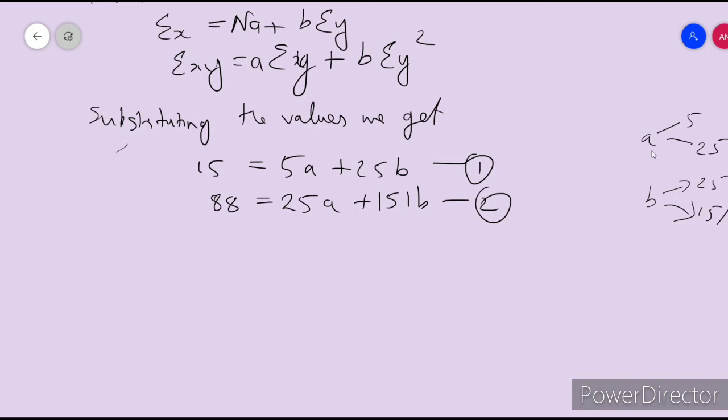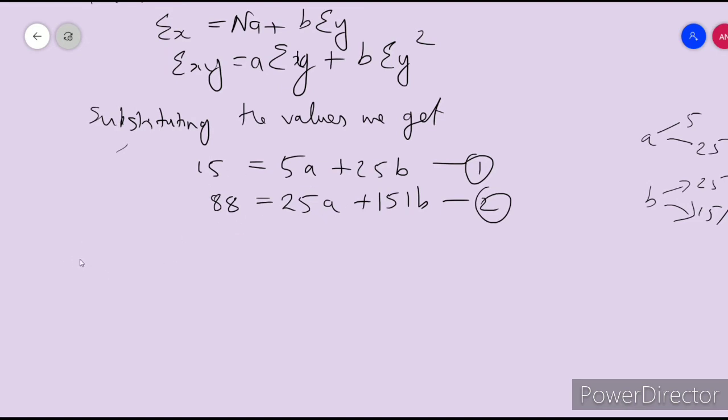For example, if we want to remove a, what we can do is make the coefficients the same. If we look here, one coefficient is 25 and one is 5. So how do we make them the same? If you multiply this by 5, we get the same coefficient, and if we subtract, we can remove a and we are left with b. So that is how we find b. Or suppose you start with b, you make the coefficients the same, so you can cancel b and you're left with a. That is the key of solving these normal equations or simultaneous equations.